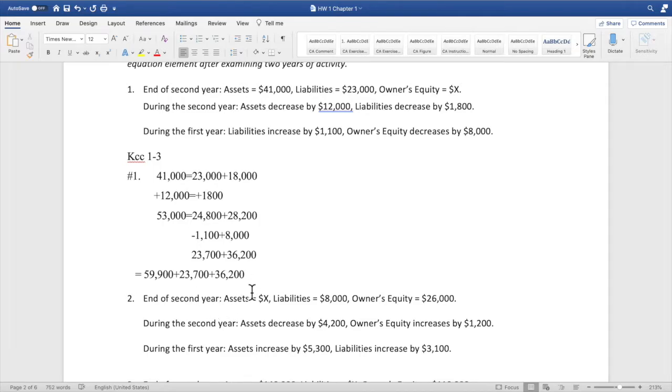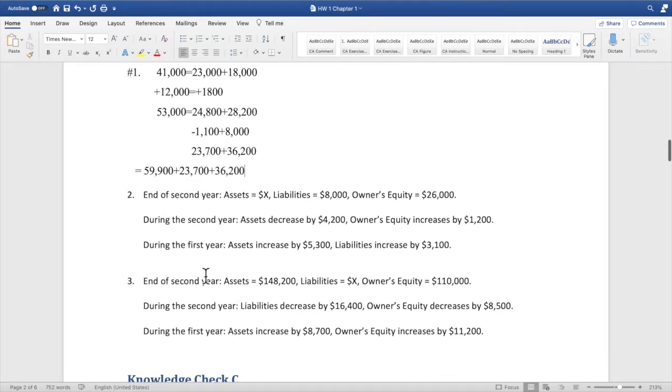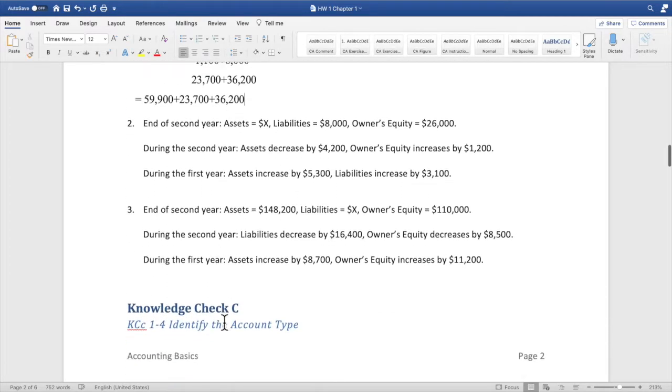When we add those two together, we get assets of $59,900. So that's how you would complete these two questions here.